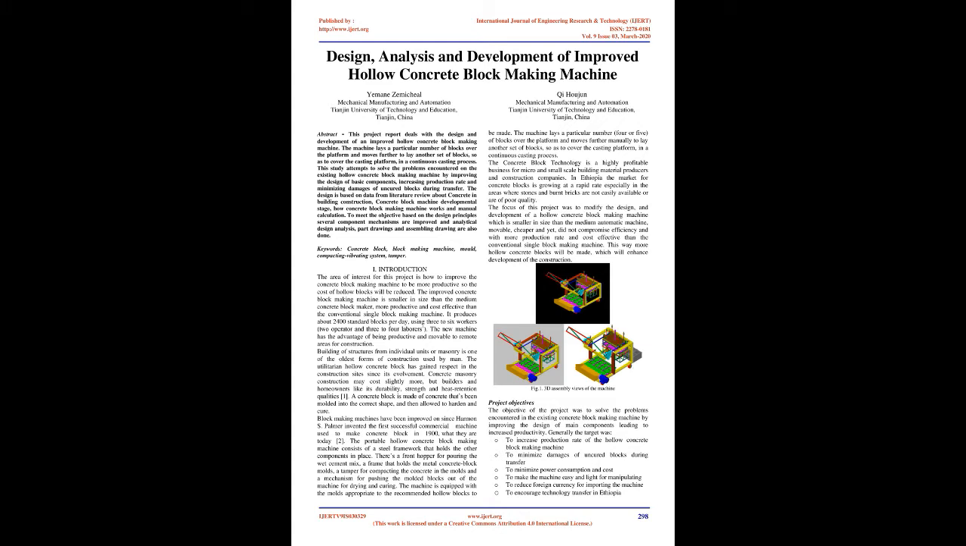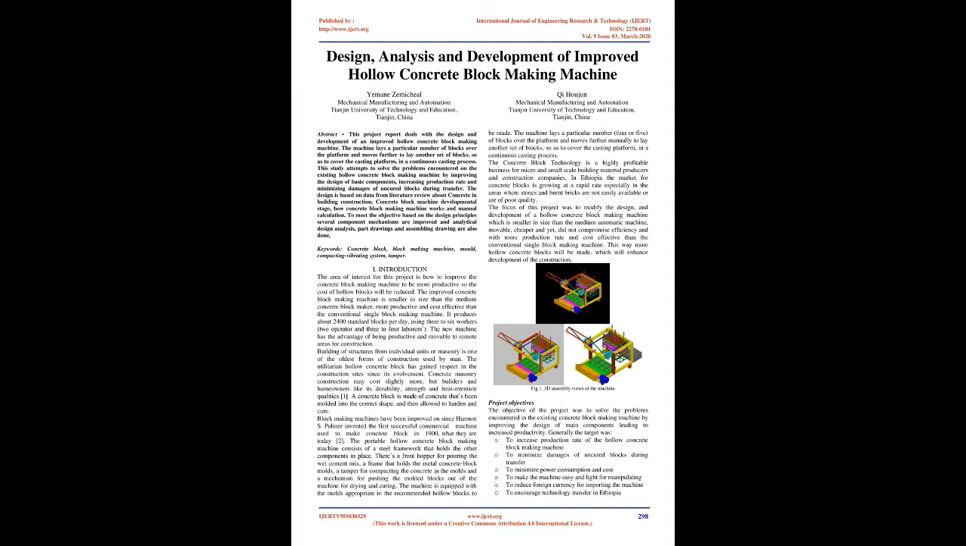Building of structures from individual units or masonry is one of the oldest forms of construction used by man. The utilitarian hollow concrete block has gained respect in the construction sites since its evolvement. Concrete masonry construction may cost slightly more, but builders and homeowners like its durability, strength, and heat retention qualities. A concrete block is made of concrete that's been molded into the correct shape, and then allowed to harden and cure. Block making machines have been improved on since Harman S. Palmer invented the first successful commercial machine to make concrete block in 1900, to what they are today.